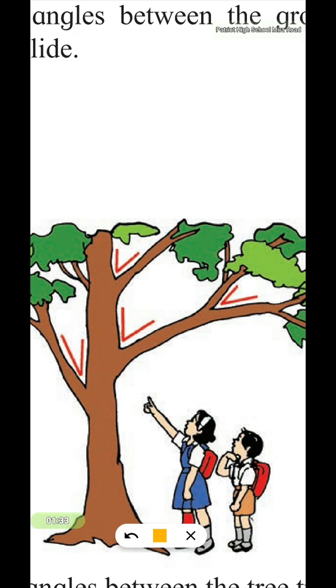The branches also make angles between them. These two branches are making an angle. The main trunk and the branch also form an angle. Here also the main trunk and the branch form an angle. Here the two branches are forming an angle.